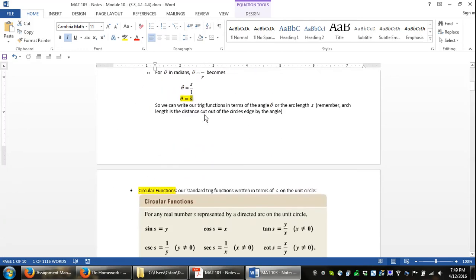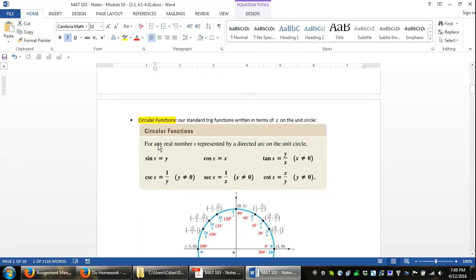So each of our trig functions, I've got newly defined here in terms of that arc length. But again, you can just cross that out and write it as your angle theta. Don't let that throw you off that your textbook uses this new letter S. That's because your arc length here, S, is the same as your angle. Okay, but all of our trig functions you see are a lot easier. There's no r's anywhere. There's just y and x. So sine is equal to y, cosine is equal to x, tangent is equal to y over x.